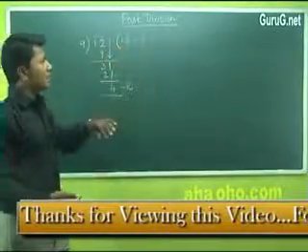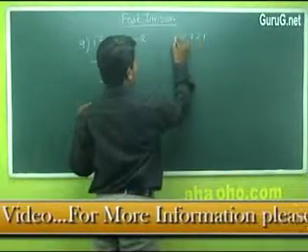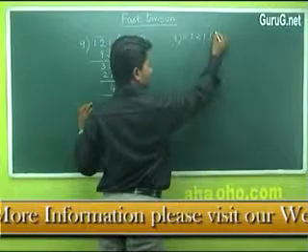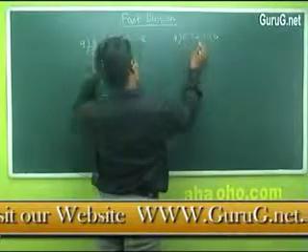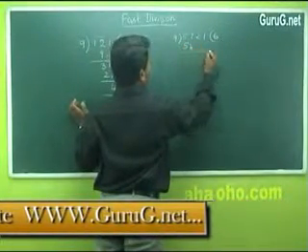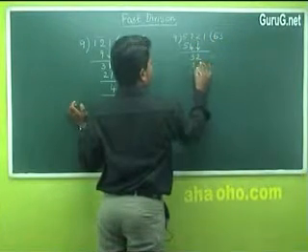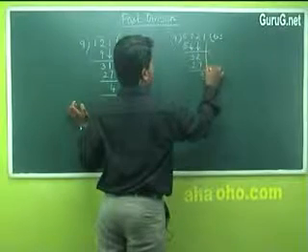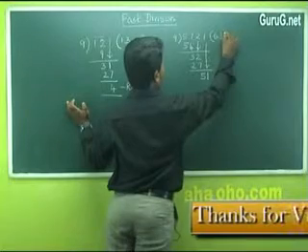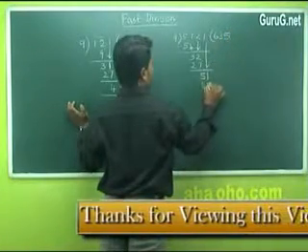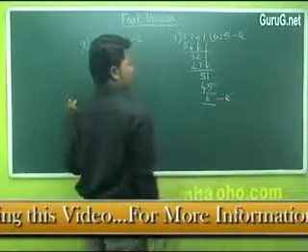So for larger numbers, say 5721, to divide it by 9: 9 sixes are 54. Bring the next digit, 9 threes are 27, bring the next digit, 51, and 9 fives are 45, remainder is 6. So this is the quotient and this is the remainder.